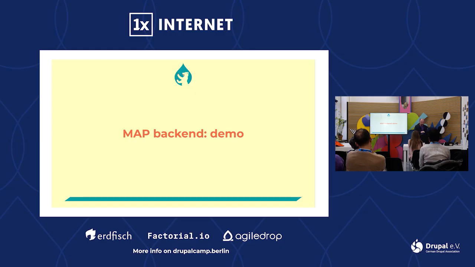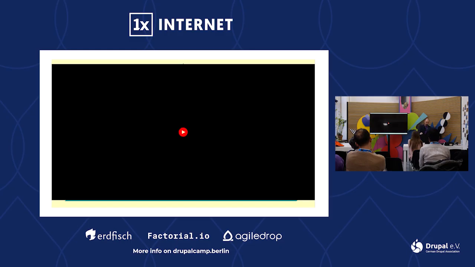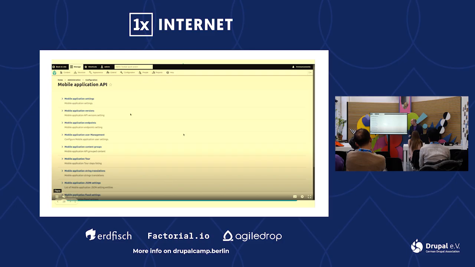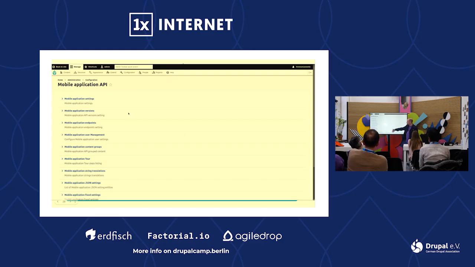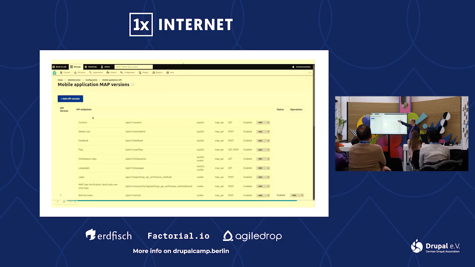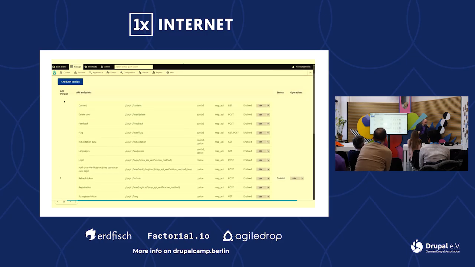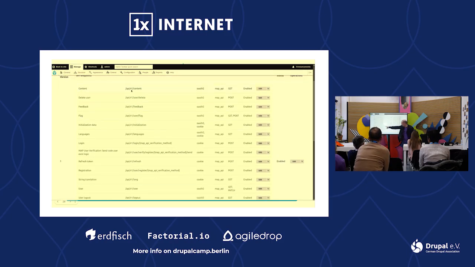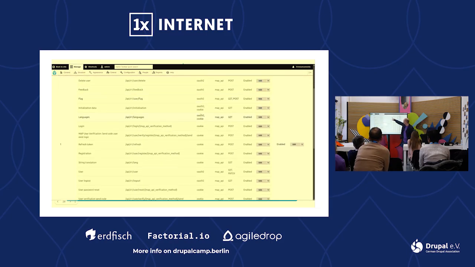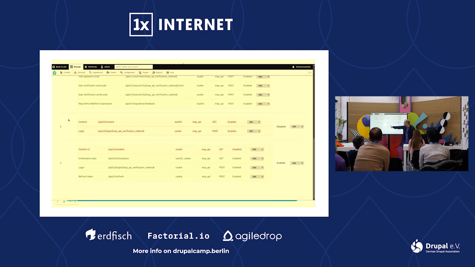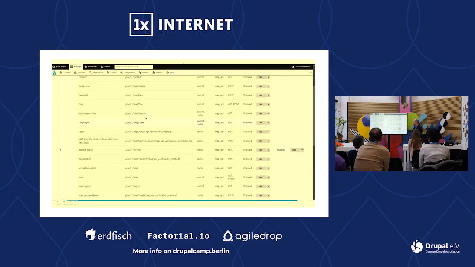A small video demo. So this is how our admin part looks. This is our version one, with a lot of endpoints, authorization, types, status, edit. Again, the second one is disabled, it's red. The third has only one endpoint disabled, the rest are okay.